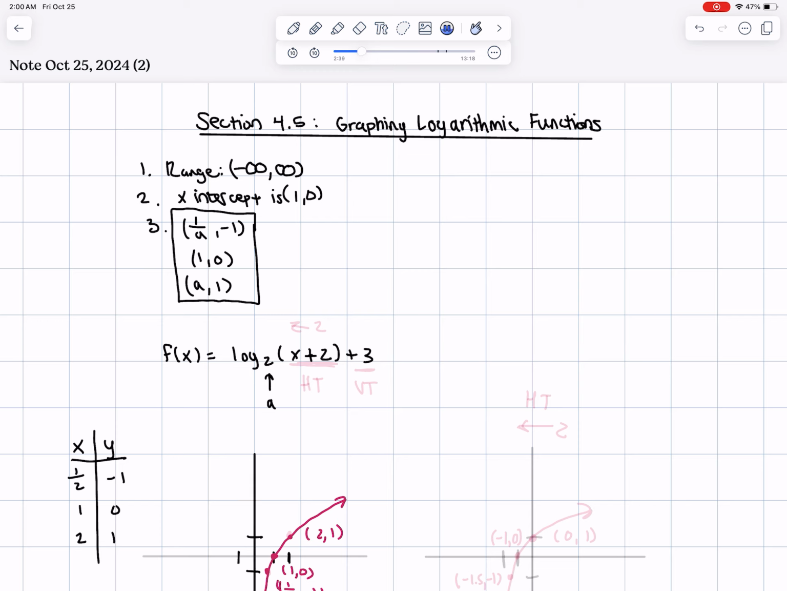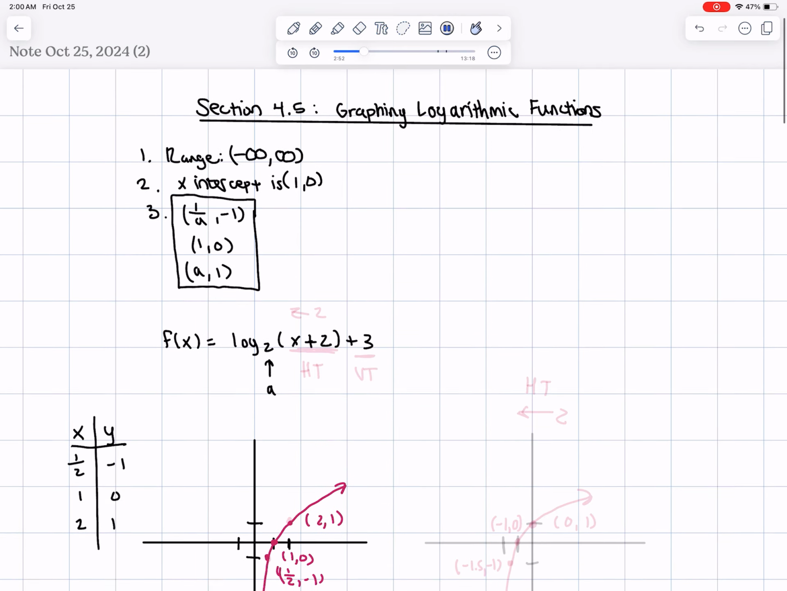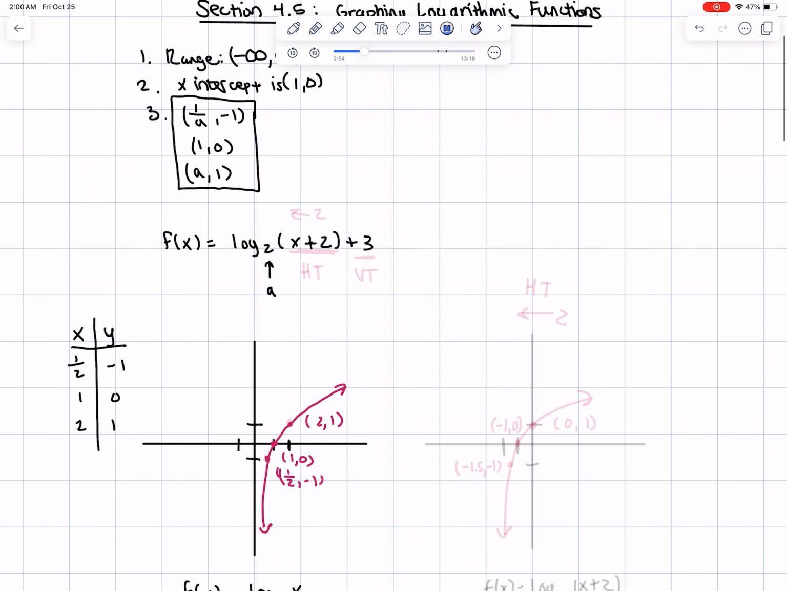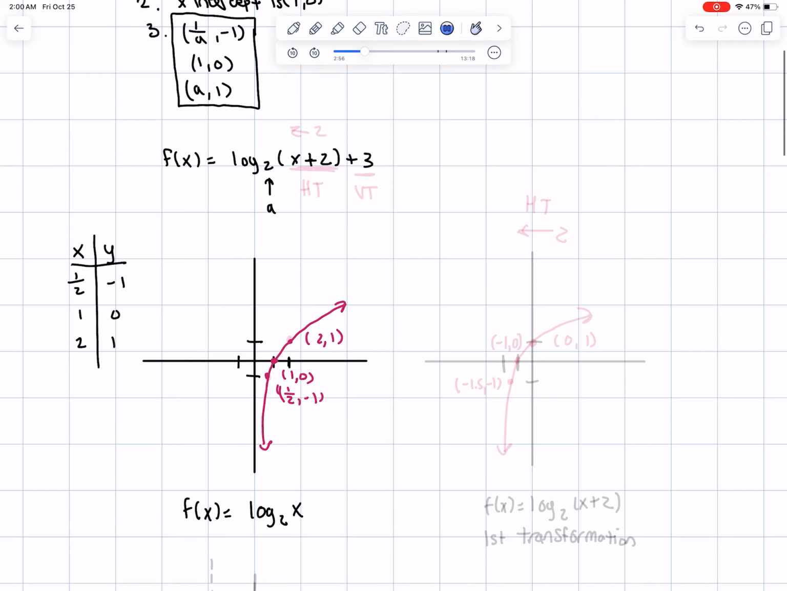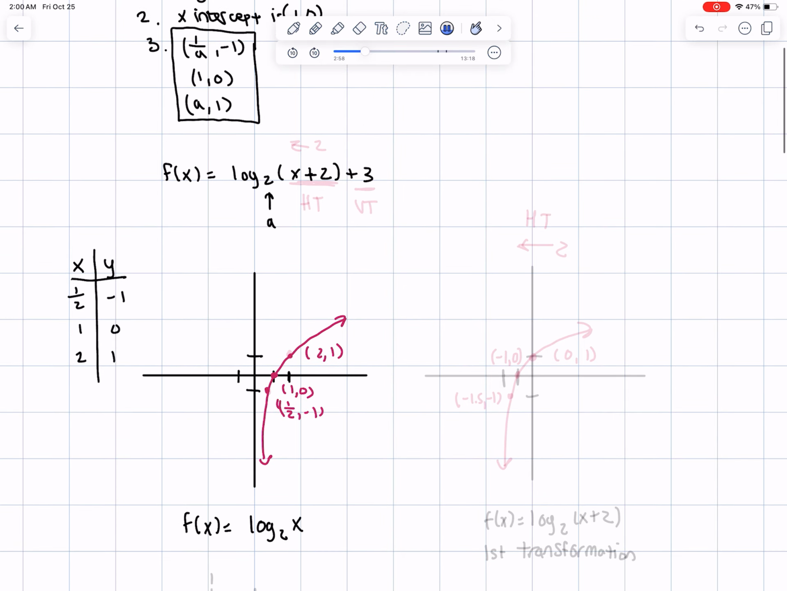So we're going to graph out our toolkit function. So our toolkit is f of x equals log base 2 of x. So now I'm just going to graph here. So I'm going to pause it and graph it for you guys. Okay, so I've drawn the graph for you guys and labeled our points. So all I did was just use the points we found. And now we can do the next step.